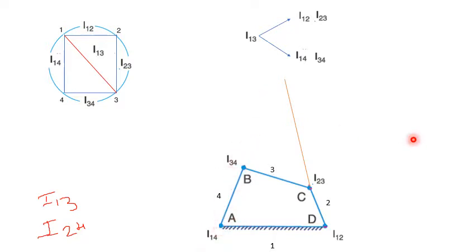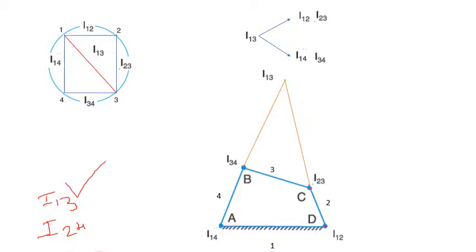So draw a line through these points and extend it. Wherever these two lines intersect, that is nothing but I13. So this is over.